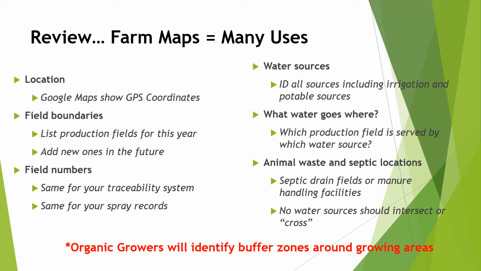In organic agriculture, organic growers will identify buffer zones around growing areas to prevent possible contamination issues. These buffer zones are usually 30 to 35 feet. However, if the potential source of contamination is higher, the buffer zones can be greater depending on the assessment that has been performed to mitigate the risk of possible contamination.